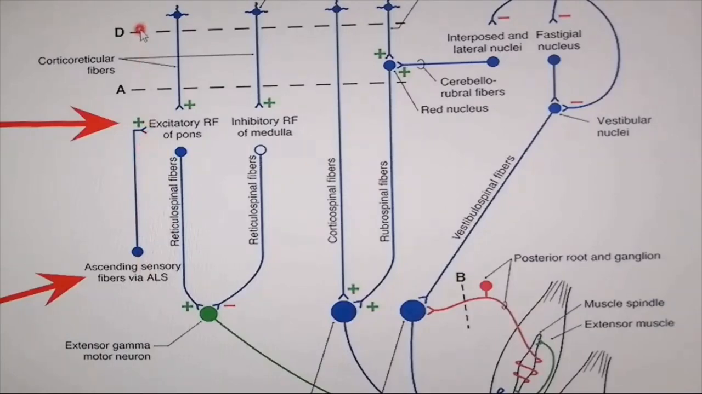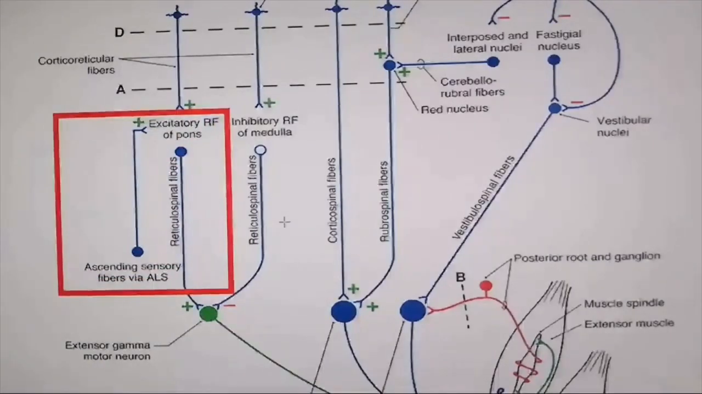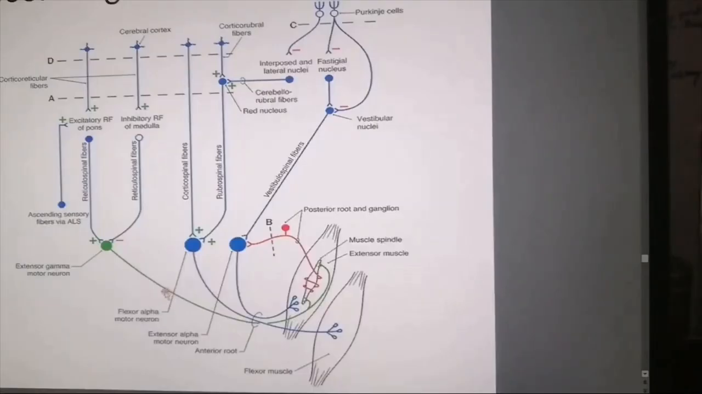eventually telling the cortex of the wonderful experiences that the muscle is having, and the surrounding fascia, it gave an excitatory branch here. This excitatory fiber is given to the excitatory pons center of the reticular formation. Sort of gives it a wake-up call here. This is sensory information stimulating descending motor. I'll just walk you through these points.